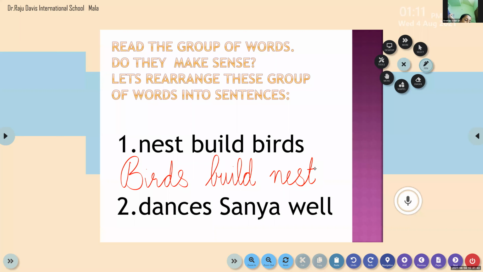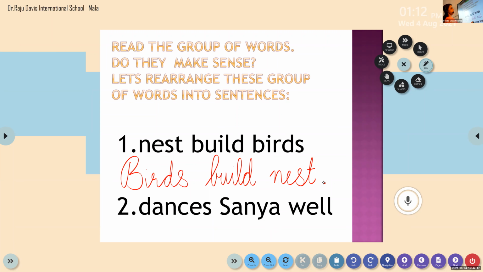Then the sentence is over. In order to show that the sentence is over, what do we have to do first? So this is how we arrange the words in the proper order to make a complete sentence. While writing a sentence, please remember, a sentence always begins with a capital letter. Use finger space between each word and a full stop at the end of the sentence to show that the sentence is over. Okay, we'll do one more example.